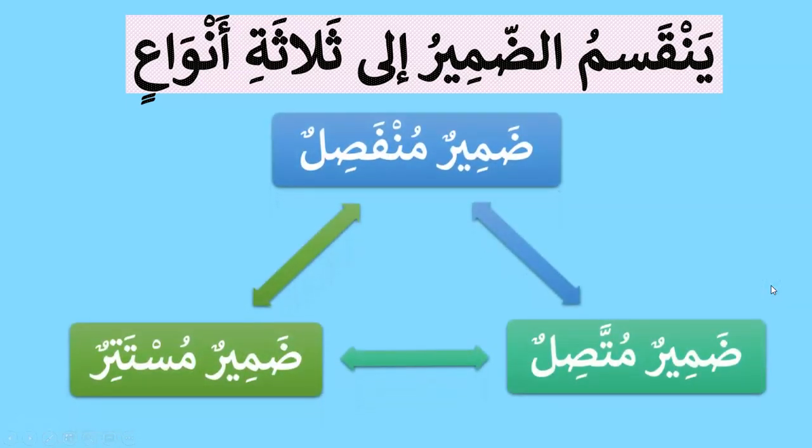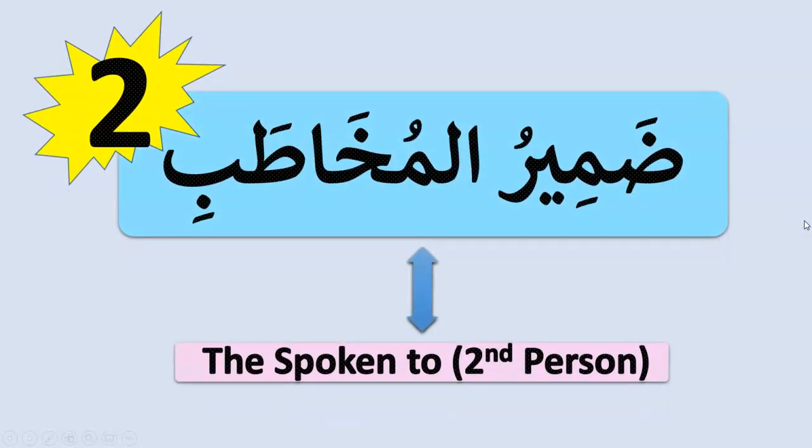We also mentioned that the pronoun in Arabic is divided into 3 different parts: ضمير منفصل or detached pronoun, ضمير متصل attached pronoun, and ضمير مستتر or hidden pronoun. We're still talking about the ضمير المنفصل or the detached pronoun. Today we talk about ضمير المخاطب, the spoken to or the second person.